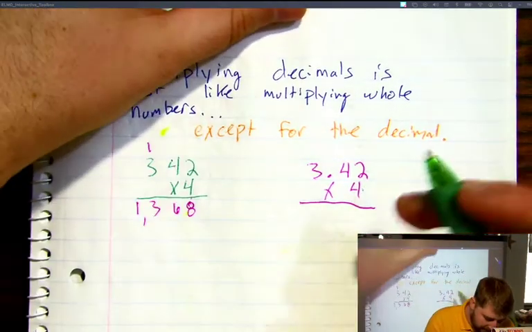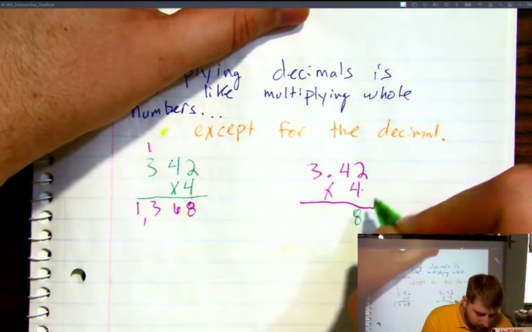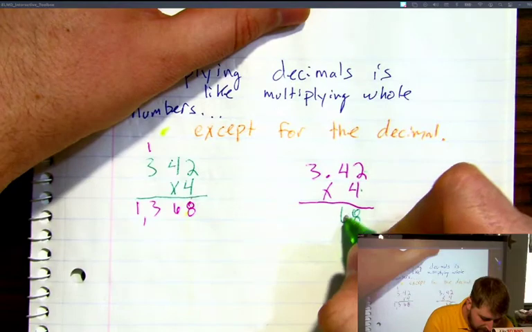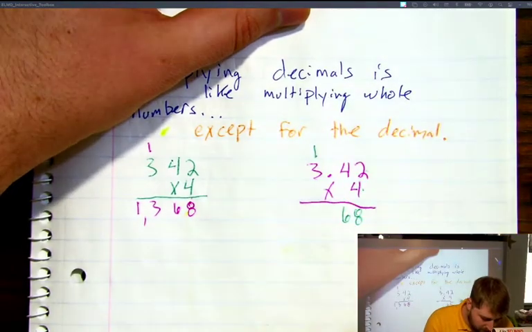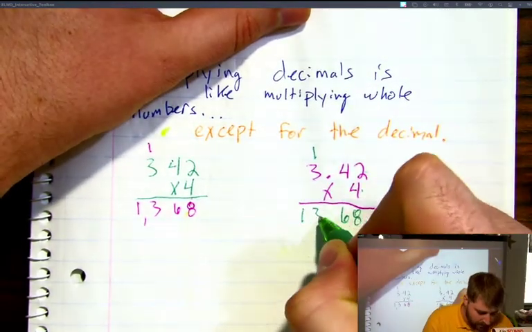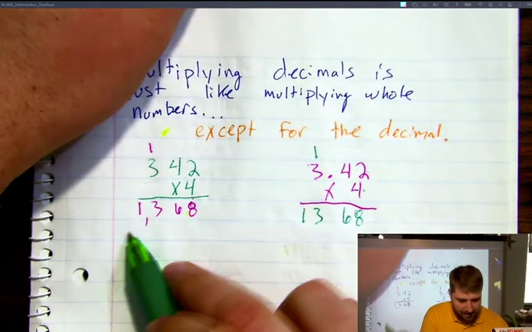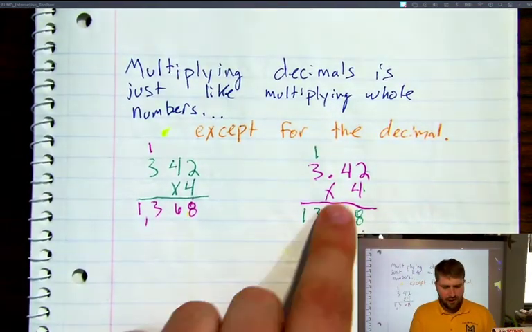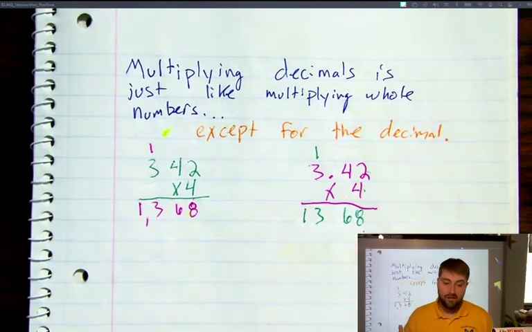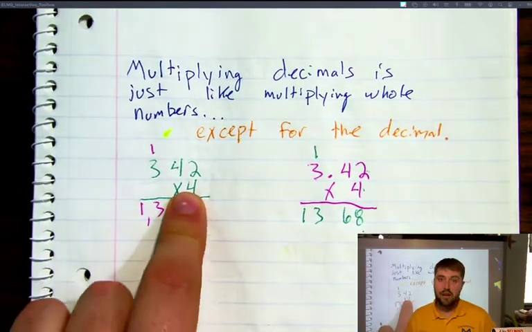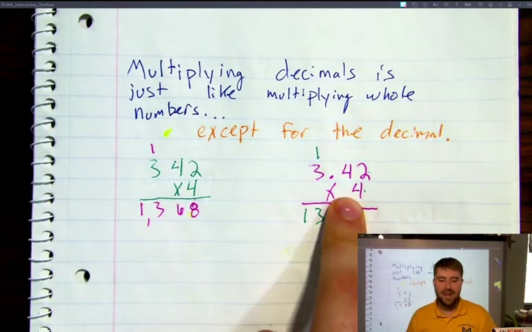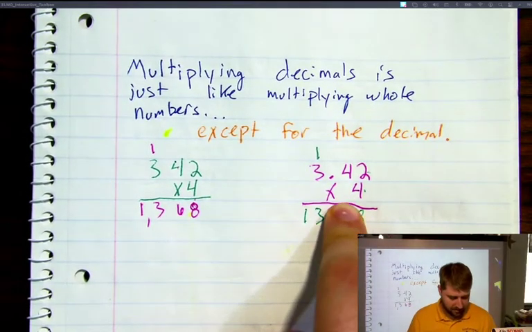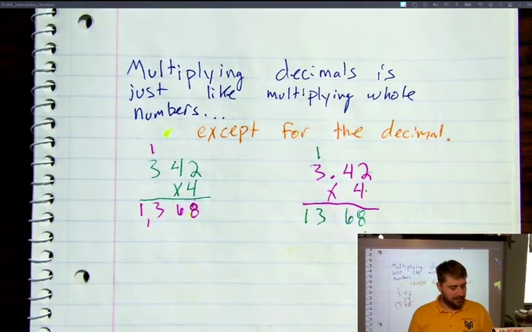4 times 2 is 8. 4 times 4 is 16. Regroup our 1. 4 times 3 is 12, plus 1 more is 13. So now we have the same digits we had over here. We had a 1, a 3, a 6, and 8. But if you look at the first number we multiplied, our first factor, on the left side we had 342. On the right side we had 3.42. So now we need to figure out where our decimal place goes.